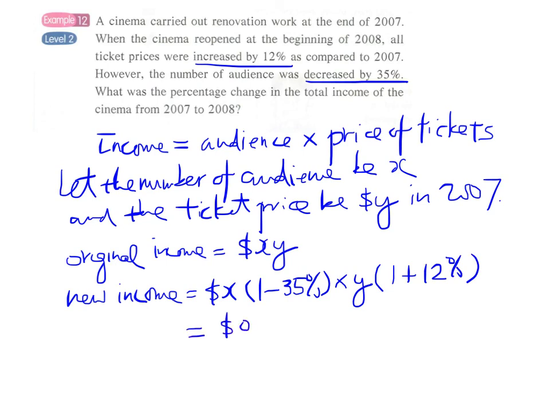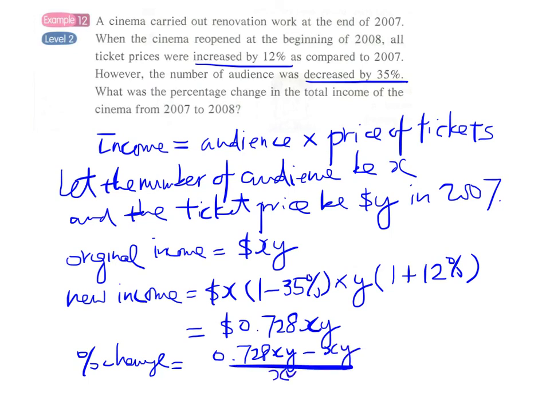So the answer is 0.728 times xy. So actually you can see that there is a drop in the income. And so the percentage change will be the new value, 0.728 xy minus the original value, divided by the original value. And then finally multiply by 100%. So this will be minus 27.2%.